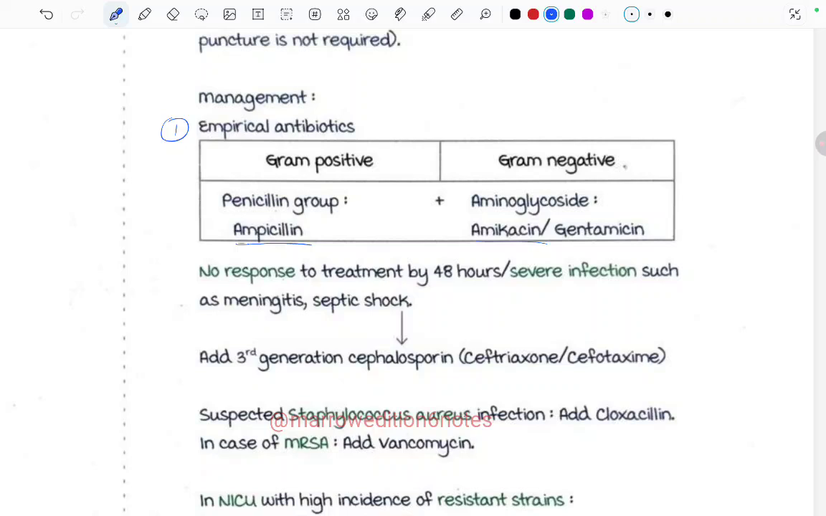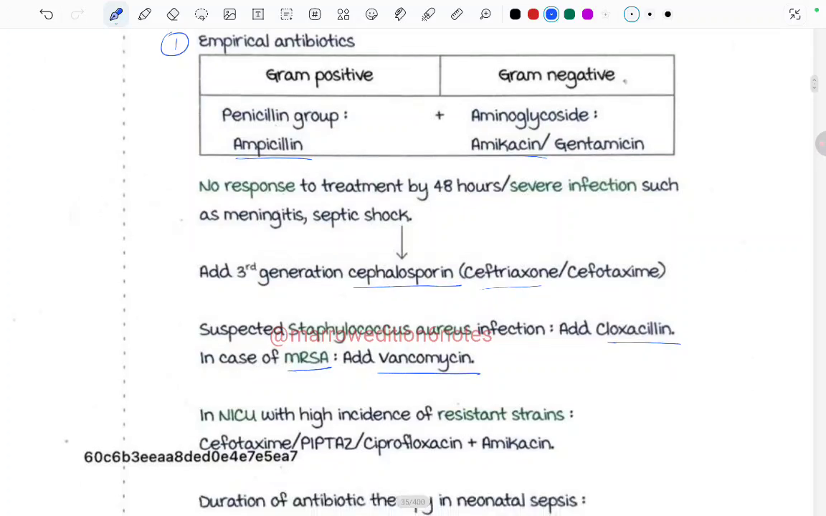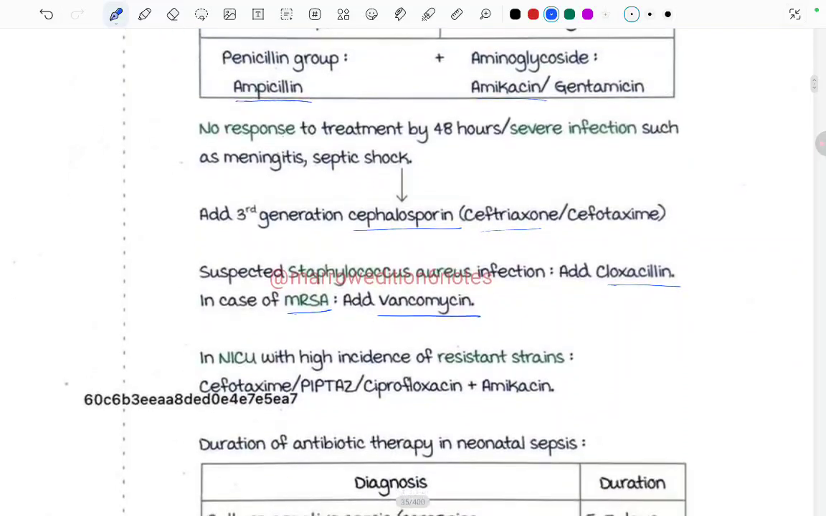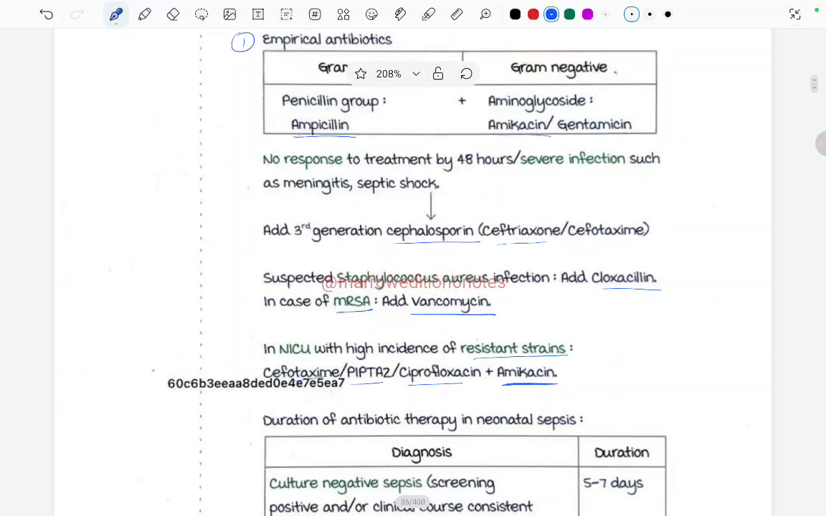No response to treatment by 48 hours, that is severe infections such as meningitis and septic shock, then we need to add a third generation cephalosporin like cefotaxime or ceftriaxone. Suspected Staphylococcus aureus infection, then we need to add cloxacillin. In case of MRSA, we need to add vancomycin. In NICU with high incidence of resistant strains, we need to give cefotaxime or piptaz or ciprofloxacin along with amikacin. This was all about the antibiotics.